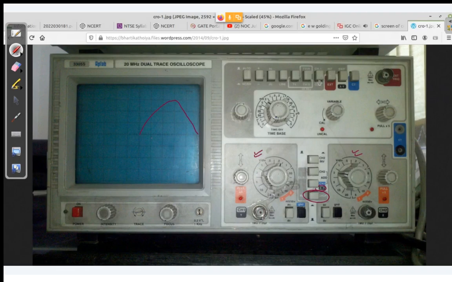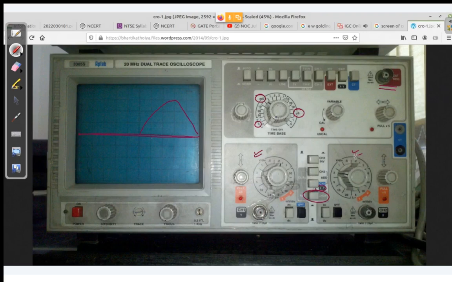I don't know what this external trigger is. This is for selecting the time base. Time base means this base. Whether you want it in second, millisecond, or microsecond, different time bases are also there. So this is one good thing. It's very good that I got this diagram.